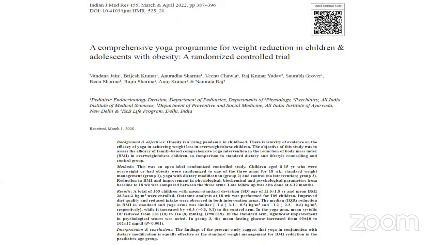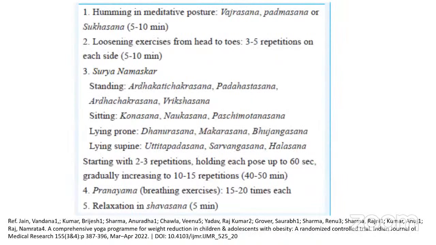Then there is a comprehensive yoga program for weight reduction in children and adolescents with obesity. So much research work has been done in India itself. This research work was carried out at AIIMS Delhi, and this is the general yogic protocol, a research-based protocol for reduction of obesity. If you follow this protocol, you have to devote nearly 45 minutes to 1 hour every day to doing all these yogic practices. If we continue with these practices, we can definitely get successful results.